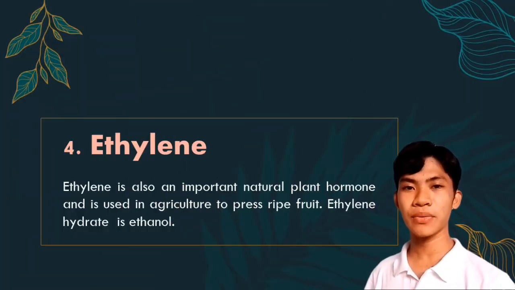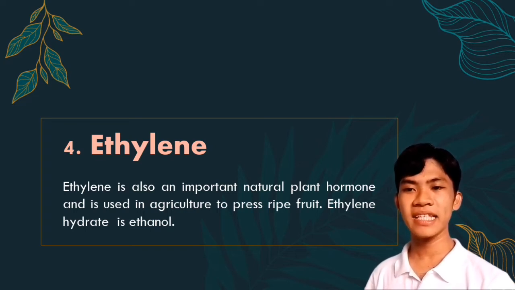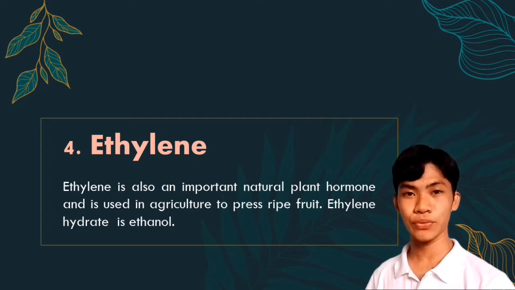The fourth major plant hormone is ethylene. Ethylene is also an important plant hormone and is used in agriculture to press ripe fruit. Ethylene hydrate is called ethanol. Basically, ethylene is a gas that causes ripening in a fruit.